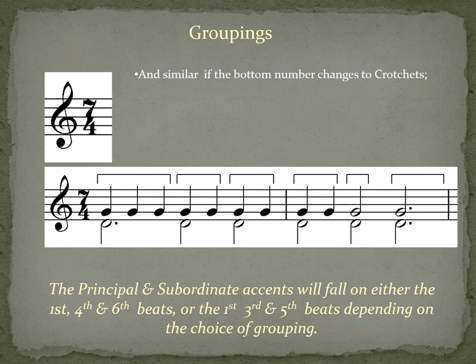So in a similar fashion, if the bottom number changes to crotchets, quarter notes, in this example 7 over 4, septuplet time, irregular time grouping of either 3 crotchets followed by 2 crotchets and a further 2 crotchets. In other words, a dotted minim followed by a minim and another minim, or the other way around. Bar 2 will show you 2 crotchets, 2 crotchets and 3 crotchets, a minim, and a dotted minim. And the same as before, the principal and subordinate accents will fall on either the first, fourth, and sixth, or the first, third, and fifth beats, depending on which choice of grouping that you have made.